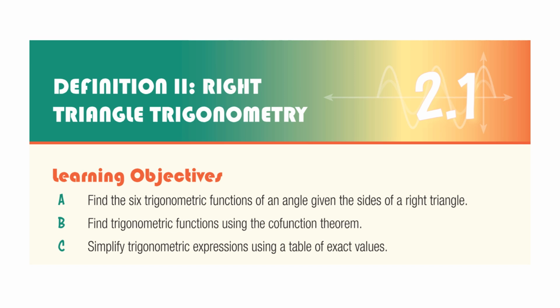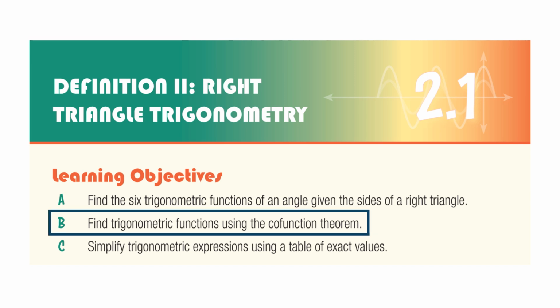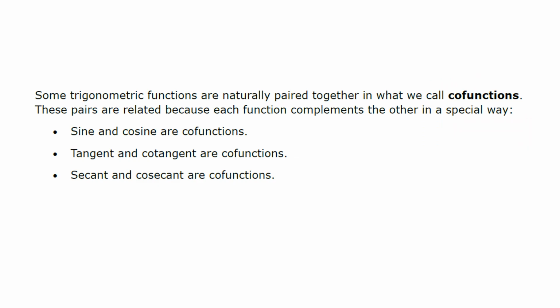Our second objective is objective B. Find trigonometric functions using the cofunction theorem. So some trigonometric functions are naturally paired together in what we call cofunctions. These pairs are related because each function complements the other in a special way. Sine and cosine are cofunctions. Tangent and cotangent are cofunctions. Secant and cosecant are cofunctions. So now let's apply this to definition 2 with the triangle ABC.